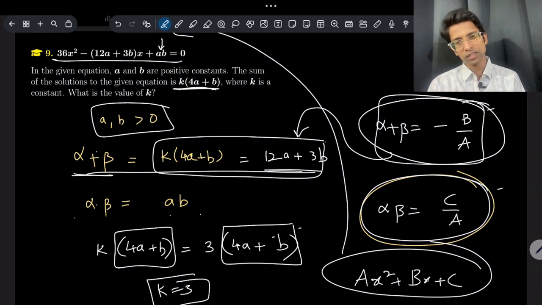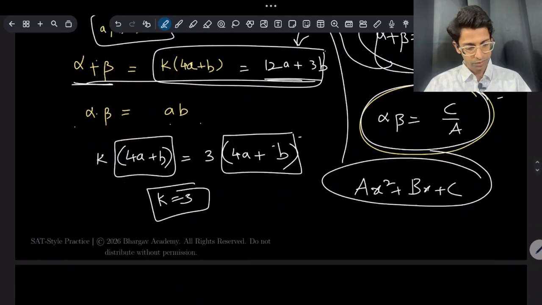Please don't do this with Desmos because it's going to consume a lot of your time. You should add a slider for a, a slider for b, and then you have to check the conditions. It's going to take a lot of time. So please don't do this with Desmos, it's going to waste your time. Next.